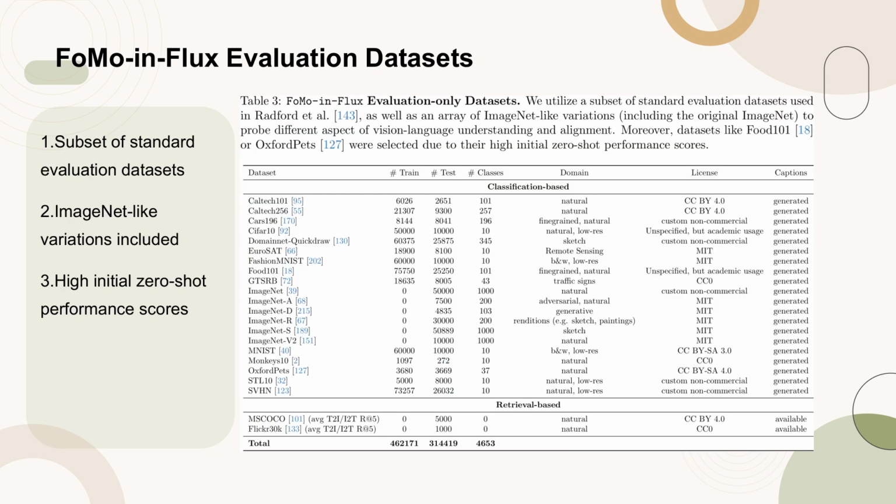Table 3 presents the FOMO Influx evaluation-only datasets, which include a subset of standard evaluation datasets used by Radford et al., 143, along with various ImageNet-like variations, including the original ImageNet. These datasets are selected to test different aspects of vision language understanding and alignment. Notably, datasets like Food 101 and Oxford Pets are included due to their high initial zero-shot performance scores, indicating their suitability for probing model capabilities in zero-shot scenarios.